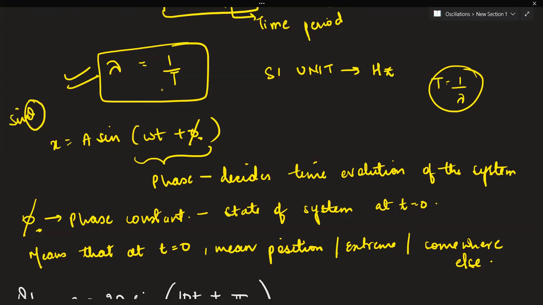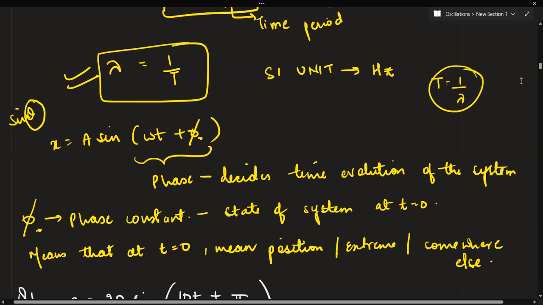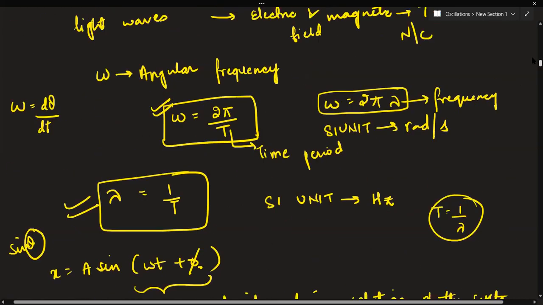Yes. And see, phase constant means what is the state of the system at t equals 0. Like, is it at the mean position? Is it at the extreme position? Is it somewhere between the mean position and the extreme position? How will we get to know whether the particle is at the mean position? We'll simply put t equals 0. So the phase constant will help us decide the state of the system. Just note down all these points, then we'll do one numerical.